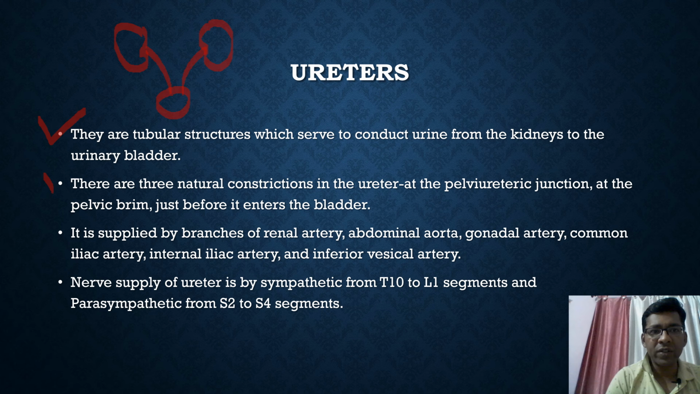There are three natural constrictions. This line is important for MCQ purposes. The three constrictions are at the pelviureteric junction, at the pelvic brim, and just before it enters the bladder. Blood supply is from the branches of the renal artery, abdominal aorta, gonadal artery, common iliac artery, internal iliac artery and inferior vesical artery. Nerve supply of the ureter is sympathetic from T10 to L1 segments and parasympathetic from S2 to S4 segments. Each and every line is important because it may come as a short note or as MCQs.